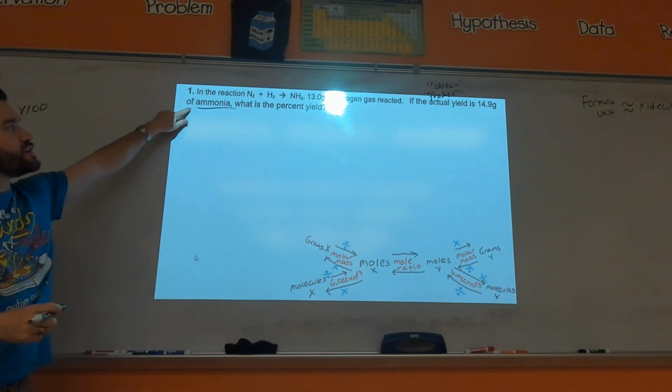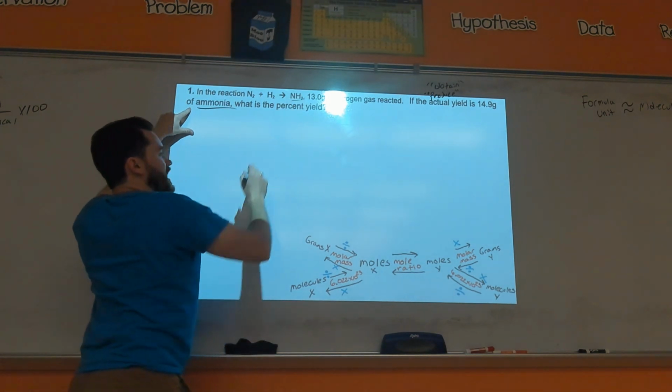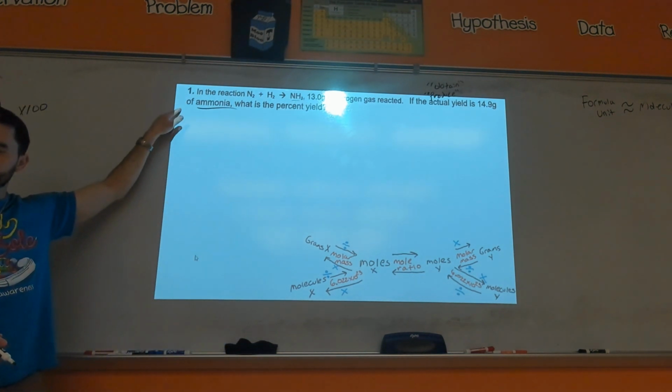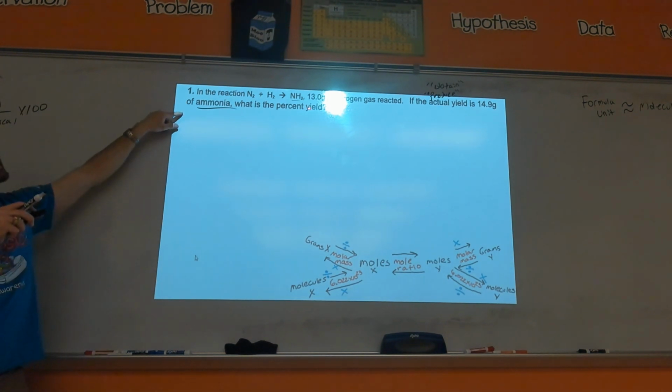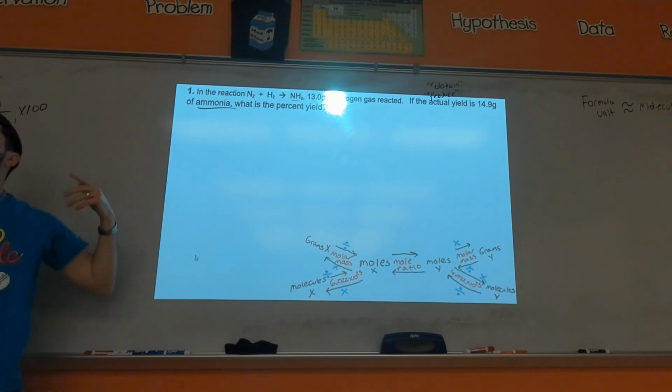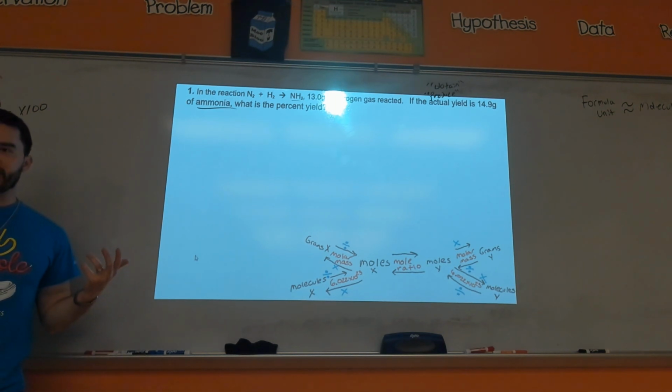Meaning ammonia, that is our product here. So that's how I know the 14.9 grams is my actual yield. Whereas the 13 grams goes with nitrogen gas. You know this number isn't your actual yield because nitrogen gas is a reactant. It's not a product. You're not producing nitrogen gas. You're starting with nitrogen gas.